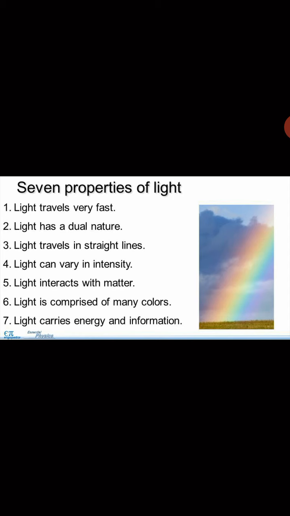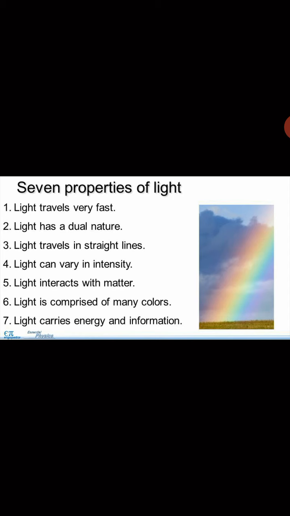Now let's see 7 properties of light. Light travels very fast. If you compare sound and light, the first thing you will see is light, then you will hear the sound. So light travels very fast.